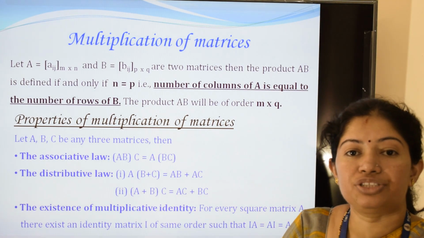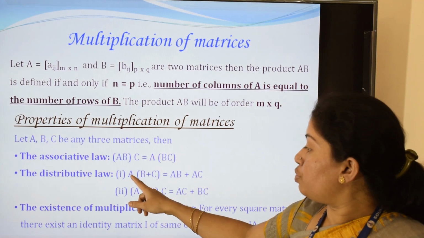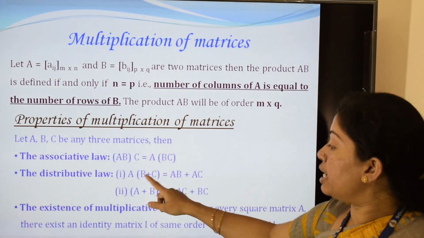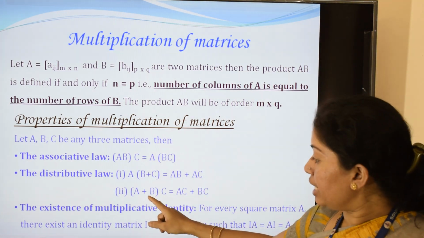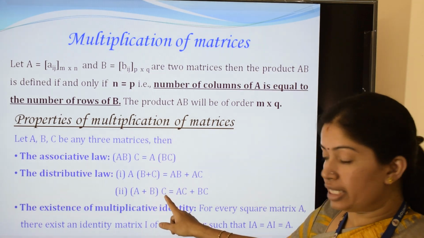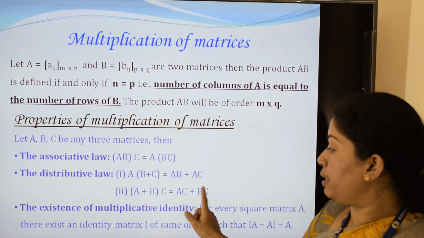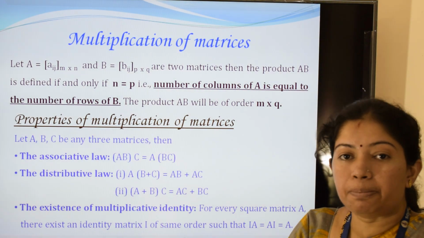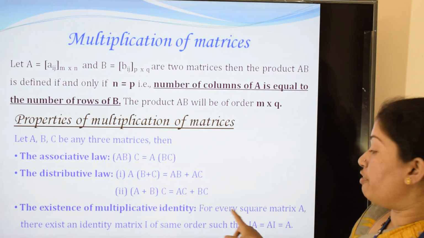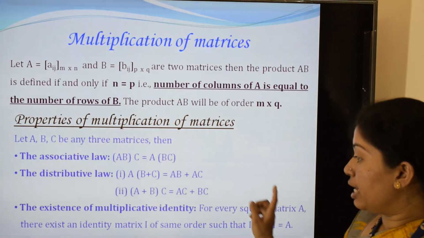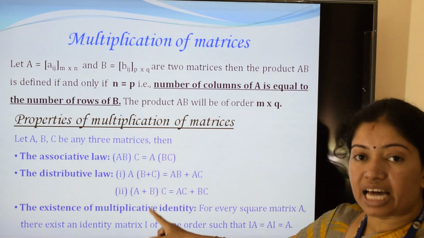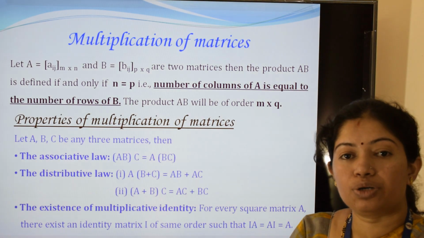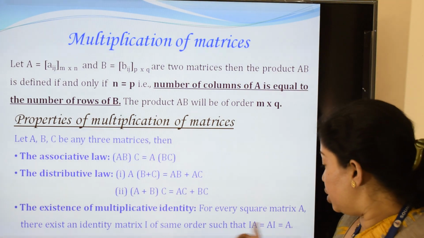The second law is the distributive law. The first one, A(B + C) is equal to AB + AC. The second one, (A + B)C is equal to AC + BC. The third law is the existence of multiplicative identity. For every square matrix A, there exists an identity matrix I of the same order such that IA is equal to AI is equal to A.